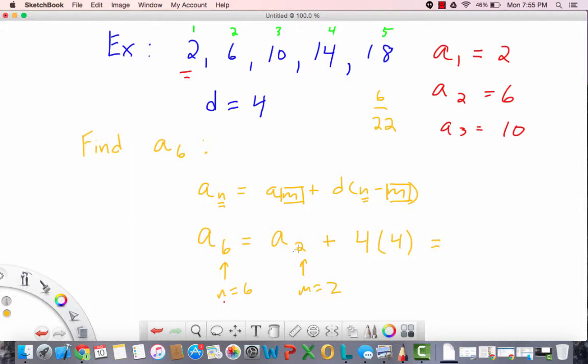Let's keep going. A sub 2 we know is here and here. So that's 6 plus 4 times 4, 16. 6 plus 16 is 22. No surprise. Same answer. Okay? So you might be thinking, big deal, Larry. I could have looked at this and told you that a sub 6 was 22 in 2 seconds. But what happens if you're asked to find a sub 100 or something really large like that? Well, let's take a look.